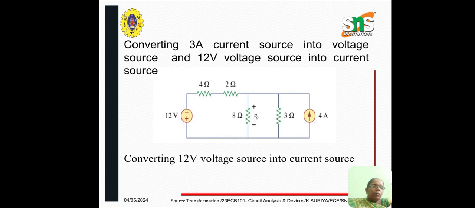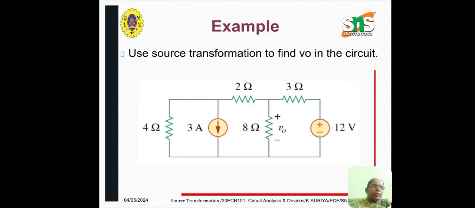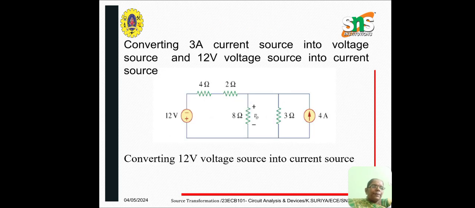So the 3 ohms and 12 volts is converted into a current source. So I is equal to V by R. So 12 by 3, which is 4 amps. So 4 amps in parallel with 3 ohms on the right side. So the left side current source is converted into a voltage source, and on the right side the voltage source is converted into a current source. So now here again 4 and 2 ohms are in series. So 4 plus 2 is equal to 6.